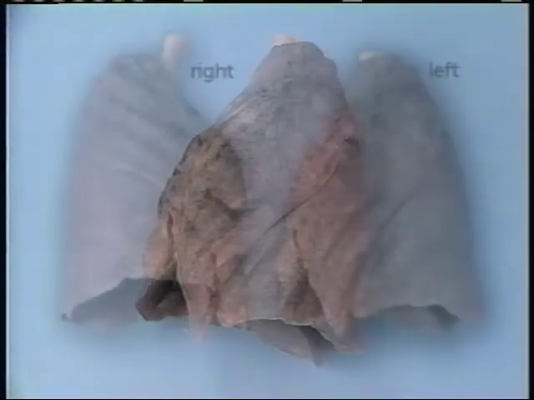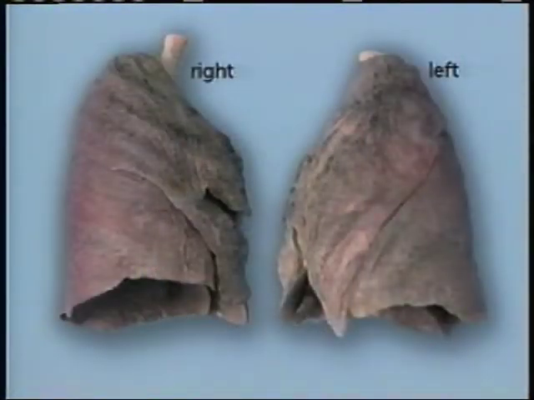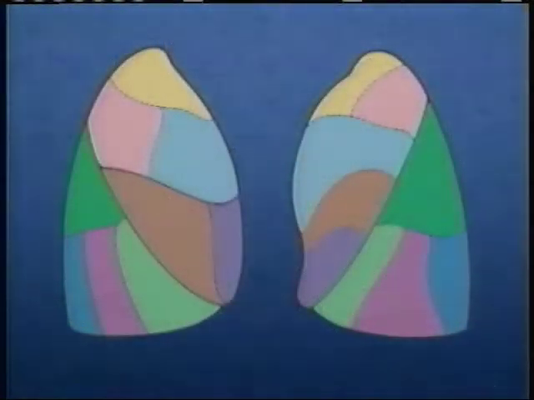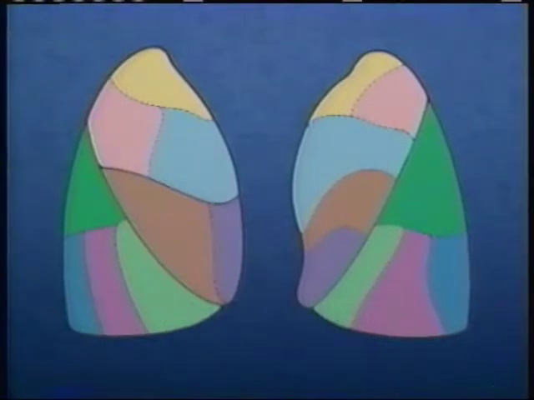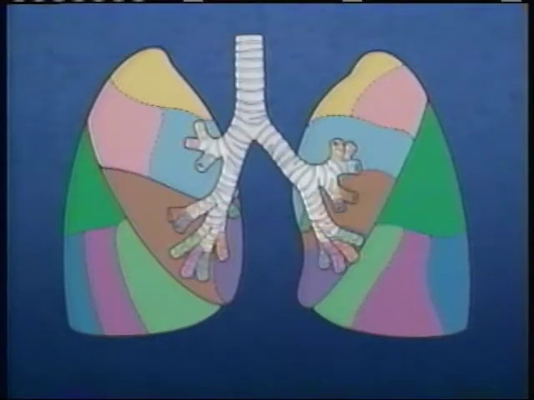The lobes of the lungs are further divided into regions called bronchopulmonary segments. Each lung contains 10 bronchopulmonary segments. Connective tissue separates these segments from one another. In addition, each bronchopulmonary segment has its own vascular and airway supply.